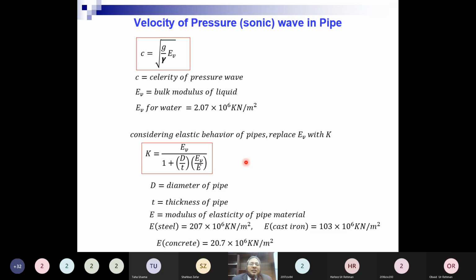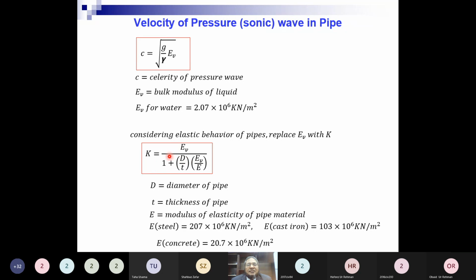Now considering the elastic behavior of pipes, whatever the material may be, cast iron or steel, we replace EV with K. Instead of using EV, now we are replacing it with K, and K is equal to EV divided by something, 1 plus this. So what do you think? Would the value of K be more than EV or less than EV? Less than EV. Yes. So the value of K is less than EV if we are considering pipe material elastic.